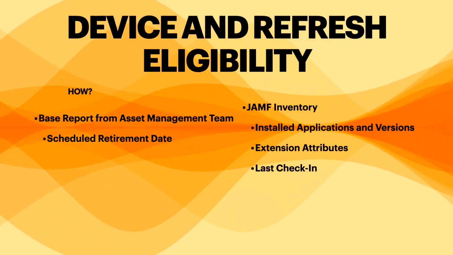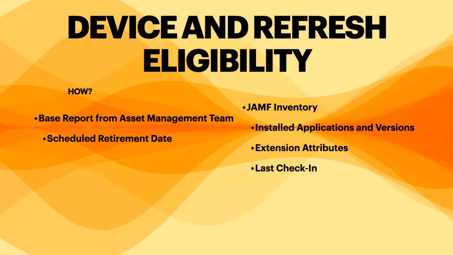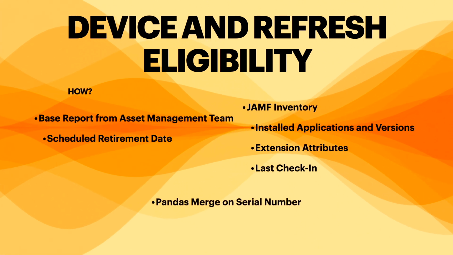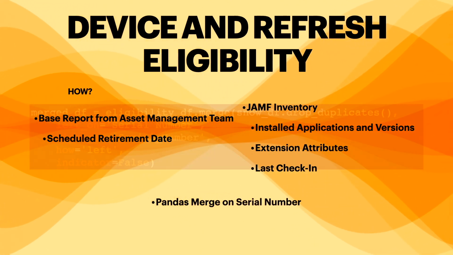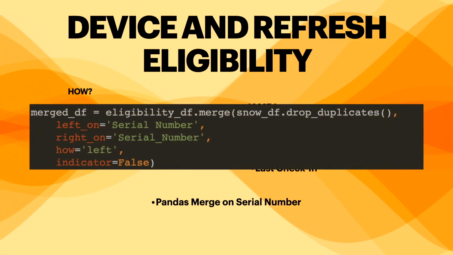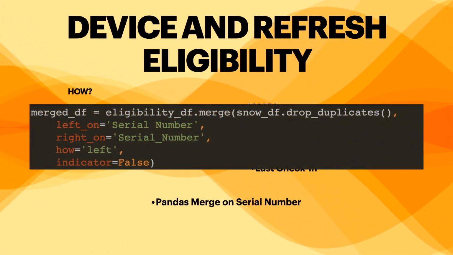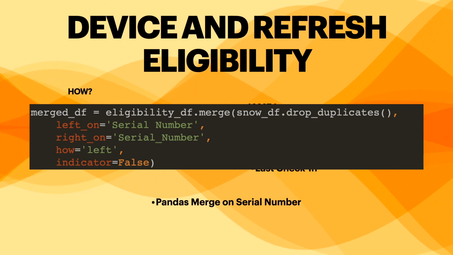But anyway, we've got our Jamf data frame, we've got our asset report data frame, and then I smash them together, merge them based on the serial number, which is conveniently in both data sources, and the code looks a little something like that.